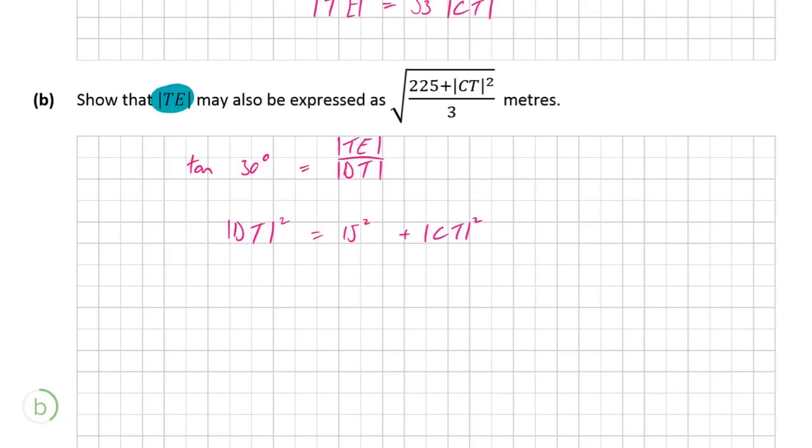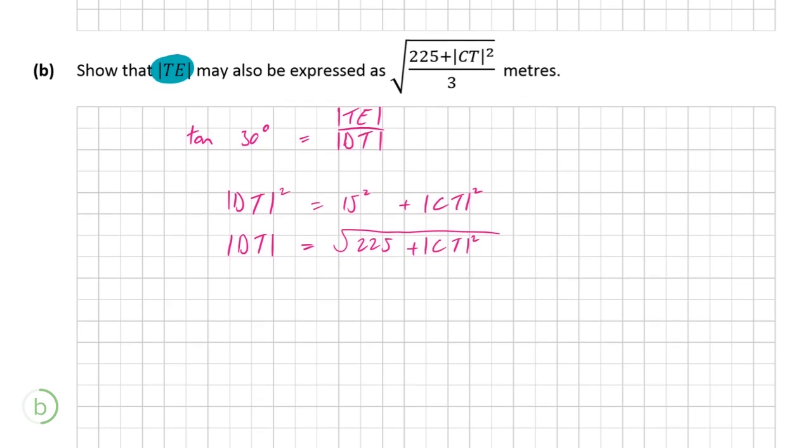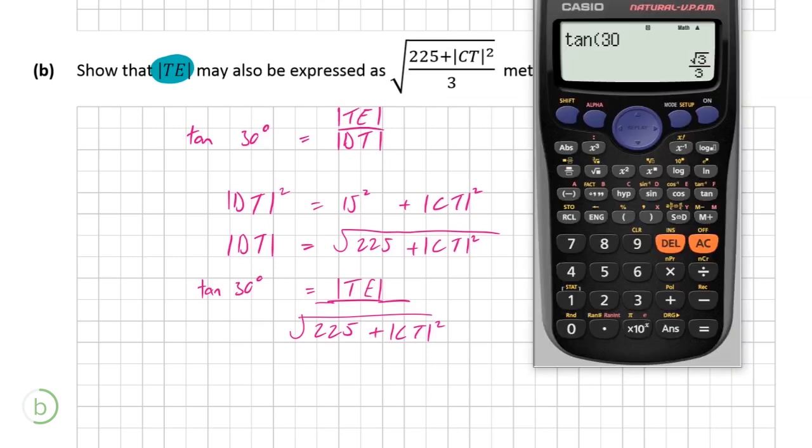Therefore, by Pythagoras' theorem, DT squared is equal to 15 squared plus CT squared. Now we're just going to square that 15 and also take the square root of the right hand side. So DT is equal to the square root of 225 plus CT squared. Now we're going to plug our value for DT back into the original equation involving TE and see what happens. That will give us this fraction here. Of course, we can also figure out the value of tan 30 with the calculator, and the value of tan 30 is equal to root 3 over 3. But I always prefer writing it in the form 1 over root 3, because those two things are the same.